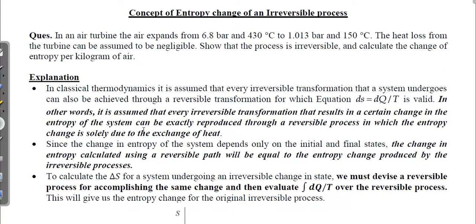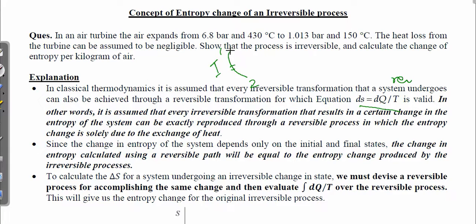Before that, let's see some statements given in the book and how they are utilized here. In classical thermodynamics, it is assumed that every irreversible transformation that a system undergoes can also be achieved through a reversible transformation, for which the equation dS equal to dQ by T is valid. We know that this equation is valid only for a reversible path. But suppose a irreversible path from 1 to 2 is given and you are asked to calculate the entropy change for it. We don't know any formula to calculate this.